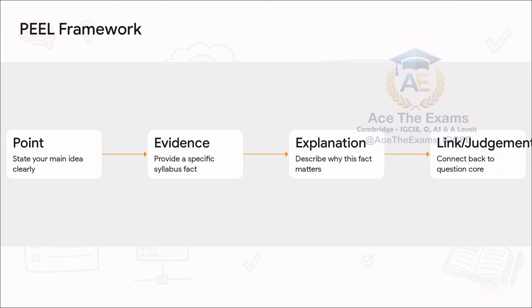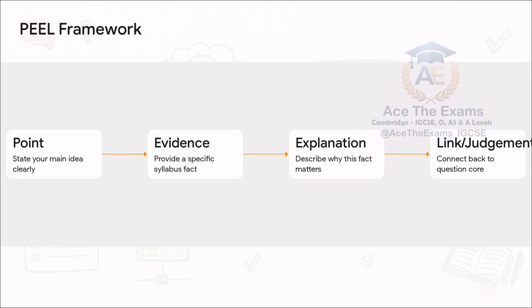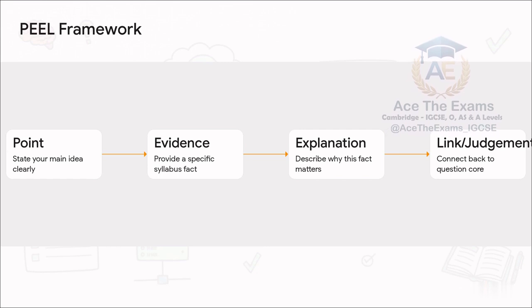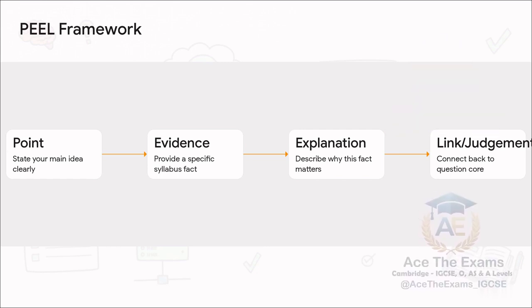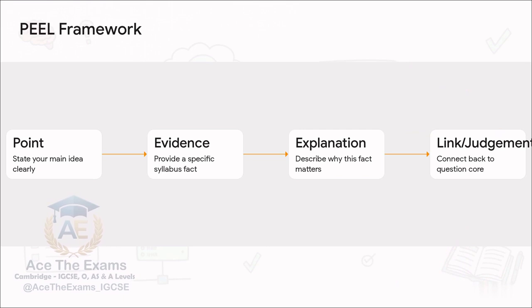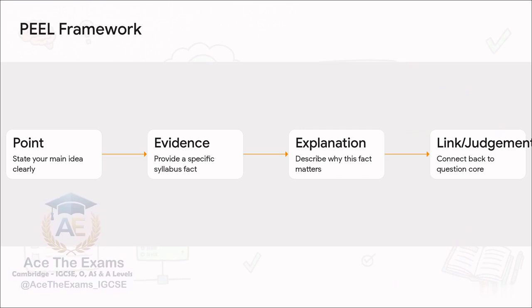Step 1, the point. Just state your main idea clearly. Step 2, evidence. Back it up with a specific syllabus-approved fact. Step 3, explanation. Okay, this is where the money is. Describe exactly why this fact matters in context. And step 4, link or judgment. Connect it right back to the core of the question.